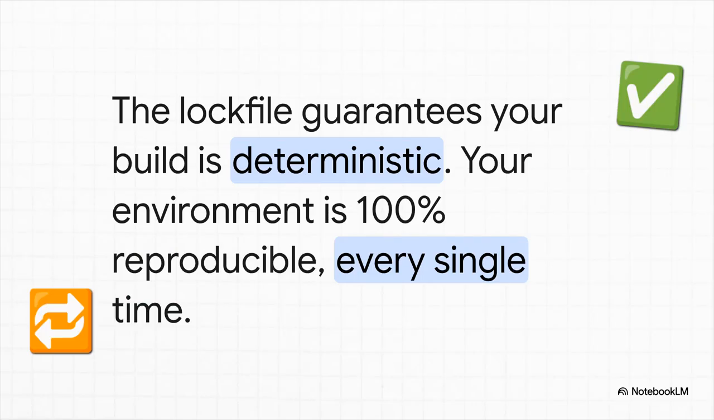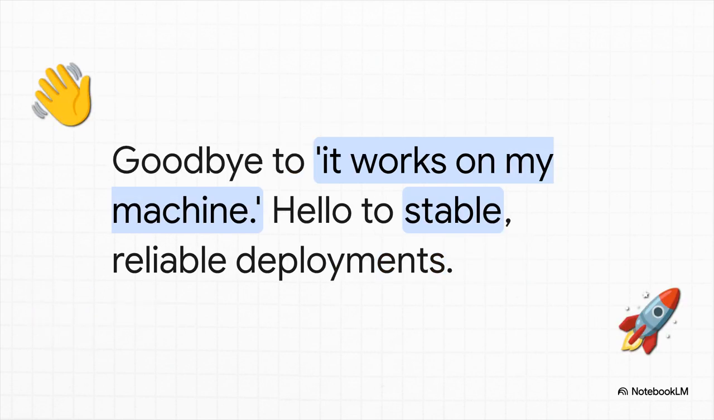This lock file is what guarantees that your environment is deterministic. It is 100% reproducible. Every single developer on your team, every build server in your CI/CD pipeline will install the exact same versions of every single package. Every single time. And this is how you kill that classic painful, it works on my machine problem. For good. This is how you level up from just scripting to doing professional, reliable software engineering. It's the foundation for stable, predictable deployments.